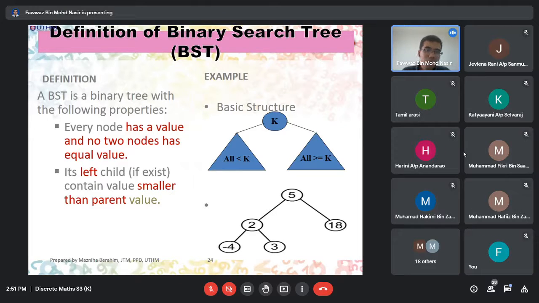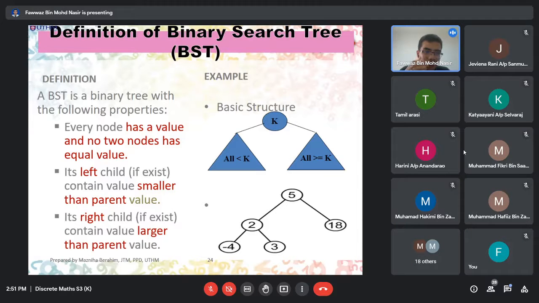Okay, so the left child of each node di dalam tree ni, dia punya value sentiasa lebih kecil daripada dia punya parent value. Okay, kemudian the right child, if it exists, contains a value larger than the parent value. Okay, so all the right child, dia punya value is greater than the parent value. Okay, jadi kalau kita tengok this tree, for example, this node, okay, dia punya value 2 kan, is smaller than dia punya parent, okay, which is 5. So this node, which is 80, okay, is greater than 5.